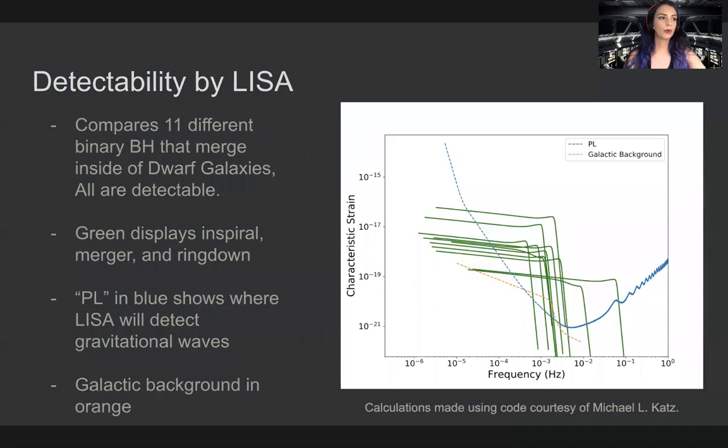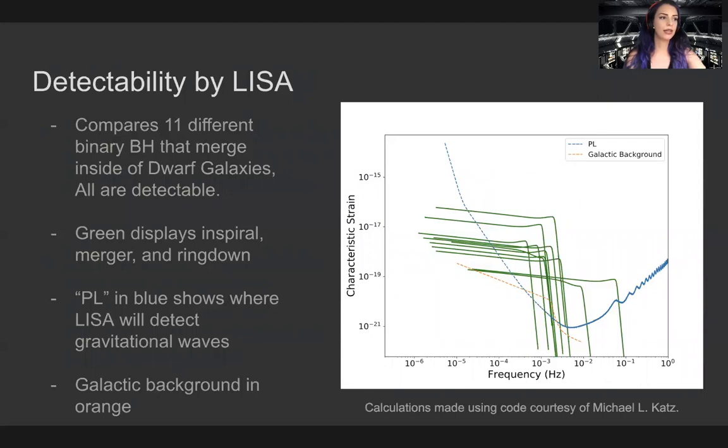I created my own gravitational wave strain plot, which compares 11 different binary black holes that merge inside dwarf galaxies from these simulations. The y-axis, characteristic strain, is essentially how much the gravitational wave distorts spacetime and how strong the wiggle is. The x-axis is the frequency of the gravitational waves. This plot showcases the inspiral, where black holes are getting closer together until the merger, and finally the ringdown, where spacetime flattens out and adjusts to the distortion.